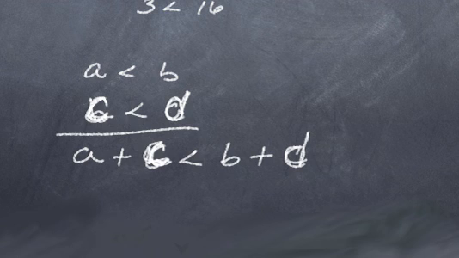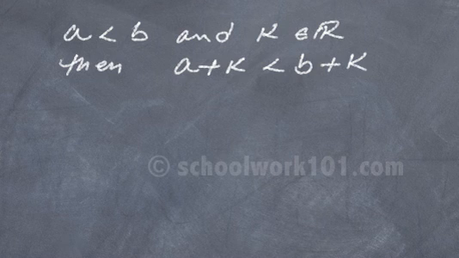Let's look at another one. Okay, we have A is less than B. K is any element of R. Then we could say that A plus K is less than B plus K. And I think that's kind of obvious there.